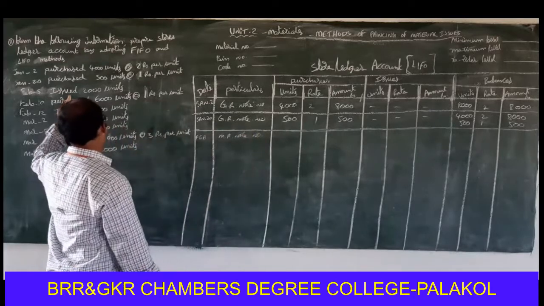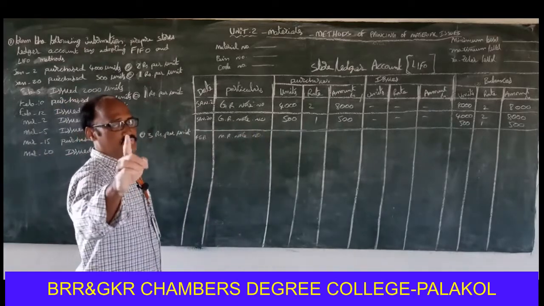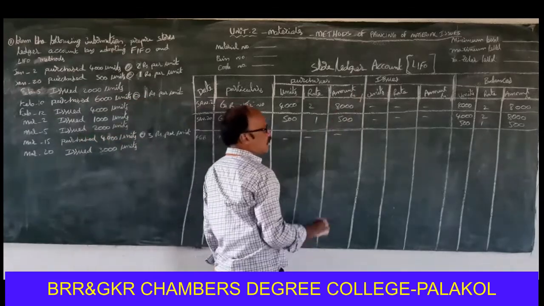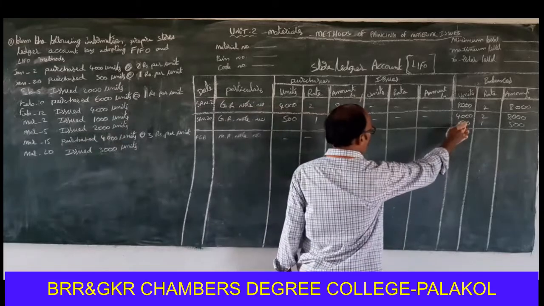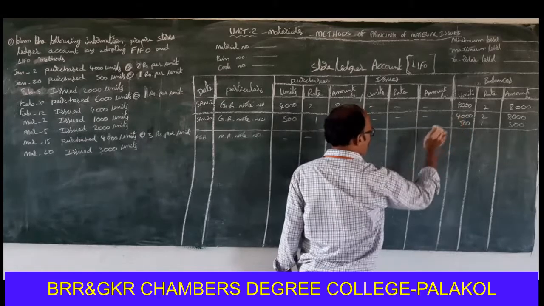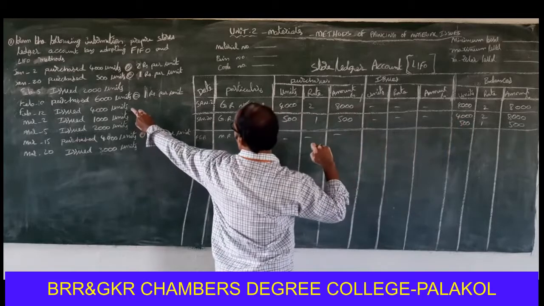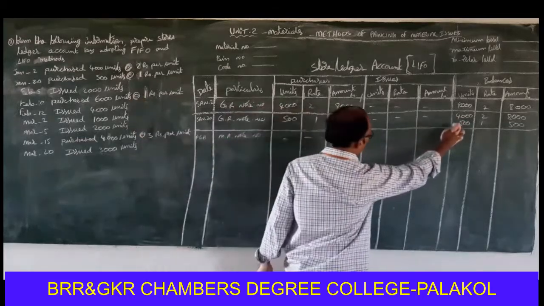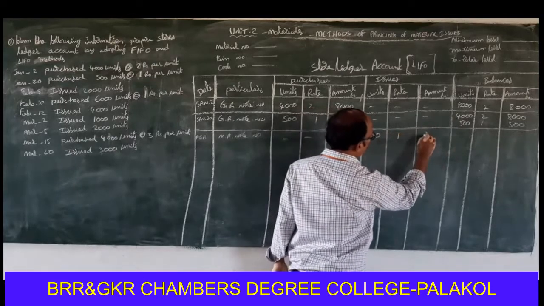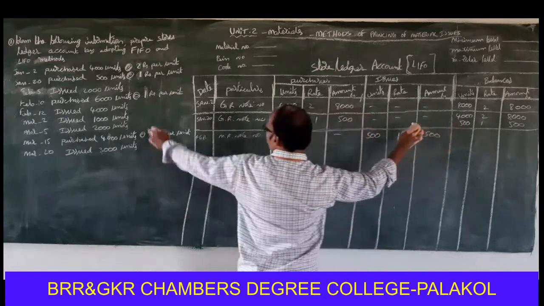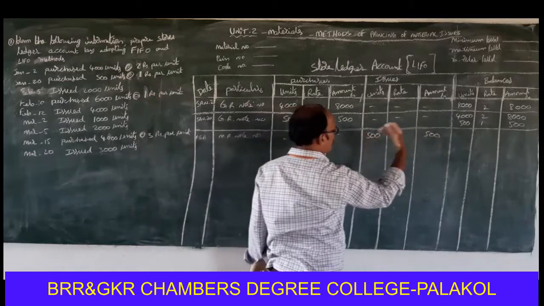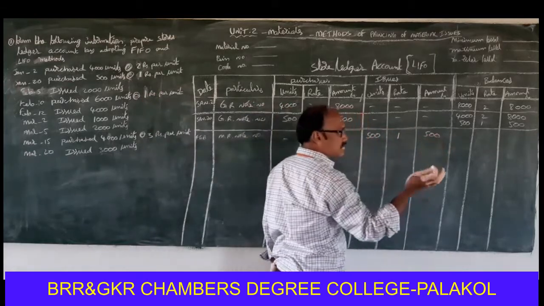Number of units wanted to issue: 2,000 units. This is the LIFO method. LIFO means last in, first out. So, the 500 units are last in. The number of units wanted to issue is 2,000 units, so first release this one: 500 units at the rate of 1 rupee per unit, 500. Total units to issue 2,000 minus 500 is equal to 1,500 units remaining to issue.